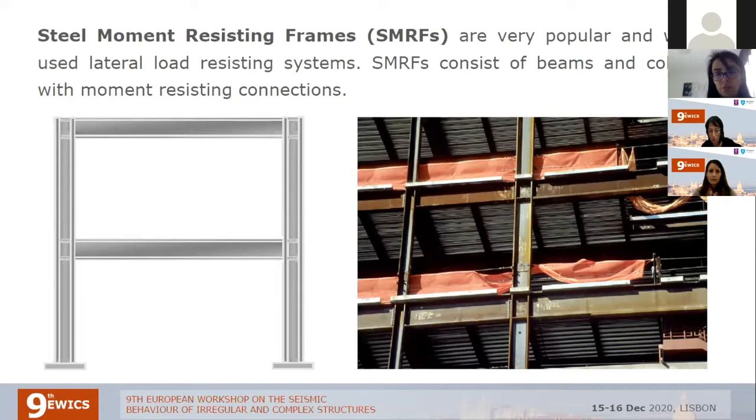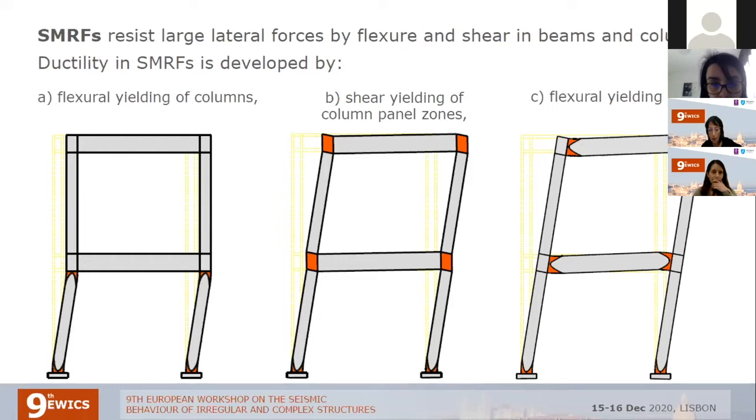Steel moment resisting frames resist large lateral forces by flexure and shear in beams and columns. More specifically, ductility can be achieved either by flexural yielding of columns, or shear yielding of column panel zones, or flexural yielding of beams, as you can see in these three graphics.